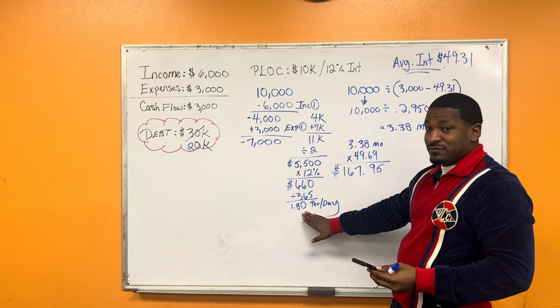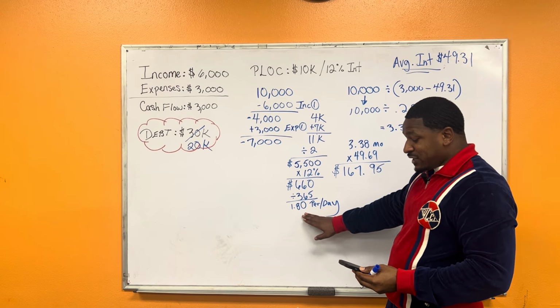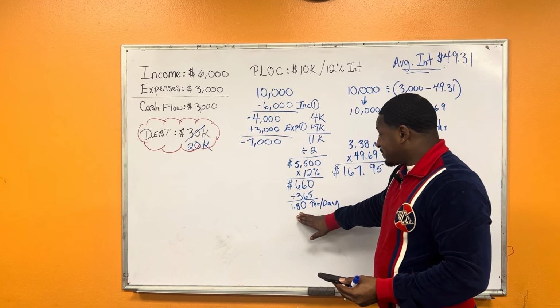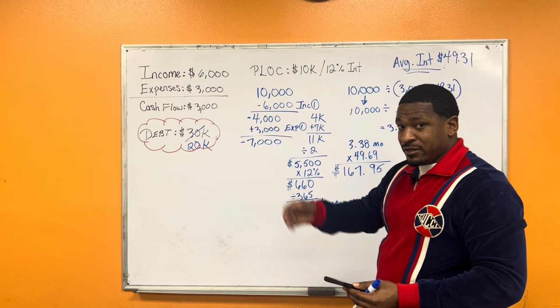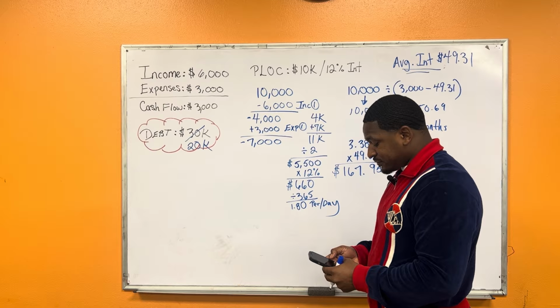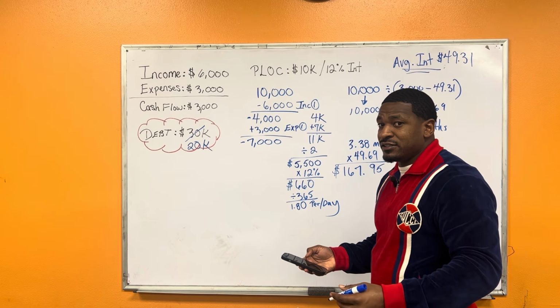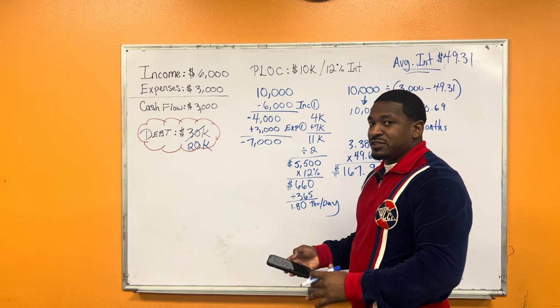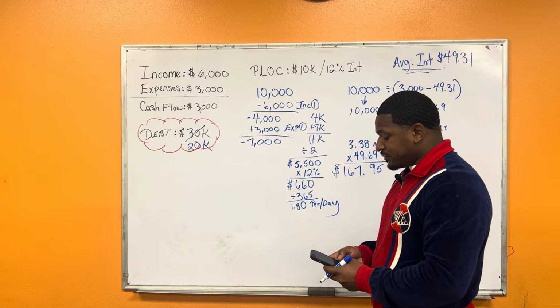$1.80 per day, right? So that's the average daily balance. But we got to get the payment for the month, so we got to multiply that by 30 days. Some months it's 31 days and some is 30, but we're going to go with 30 just to leave ourselves room for error.